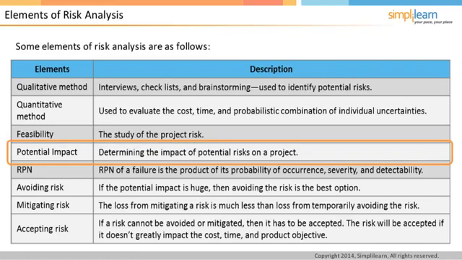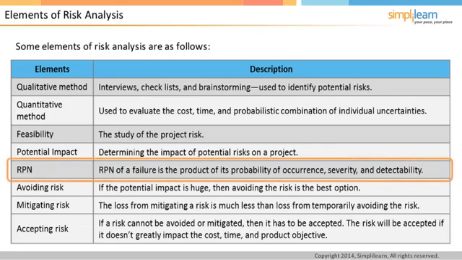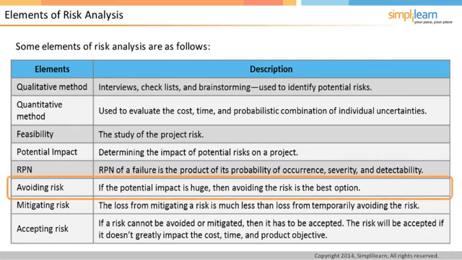RPN. RPN of a failure is the product of its probability of occurrence, severity, and detectability. A failure is prioritized based on its RPN value. A high RPN indicates high risk. RPN assists to prioritize risks. Avoiding risk. When potential risks are identified, their impact in terms of cost, time, resources, and objective perspective is calculated. If the impact is huge, then avoiding the risk is the best option.